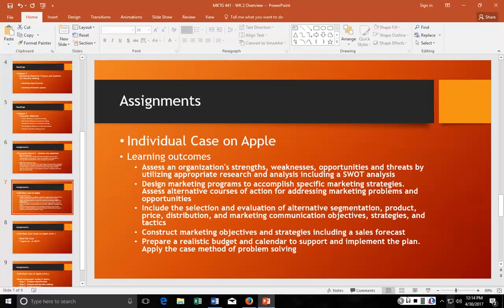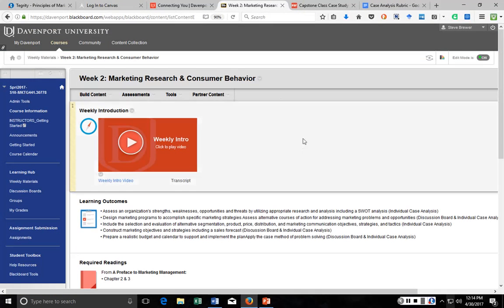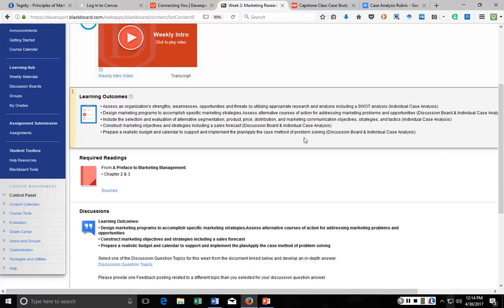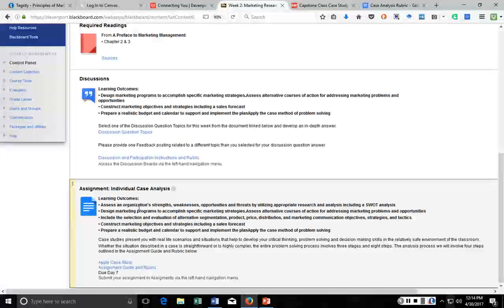But let's go into Blackboard and see what you will be working on for this. So here, down at the bottom, you've got this individual assignment, individual case analysis, and then it talks a little bit about the case analysis process. It's an 8-step process developed by the American Management Association. I think you've used this case process in other courses.